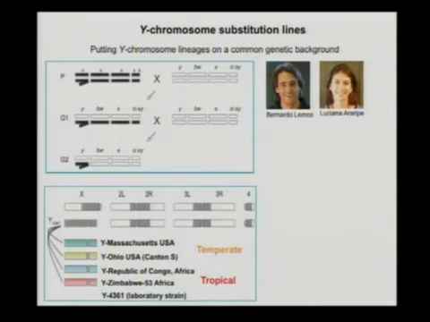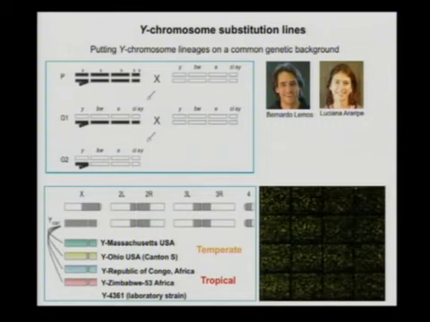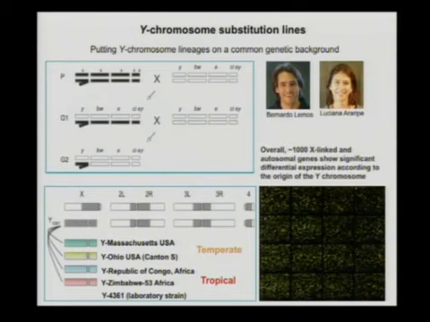And so Bernardo and Luciana took a set of Y chromosomes, some from temperate climates and some from tropical climates, and one from an old laboratory strain, and simply introduced these Y chromosomes into a standard multiply marked genetic background, and then did old-fashioned microarrays. Now I say old-fashioned; nowadays you would do this with RNA-seq. They discovered these 1,000 or so X-linked and autosomal genes that show significant differential expression according to the origin of the Y chromosome.